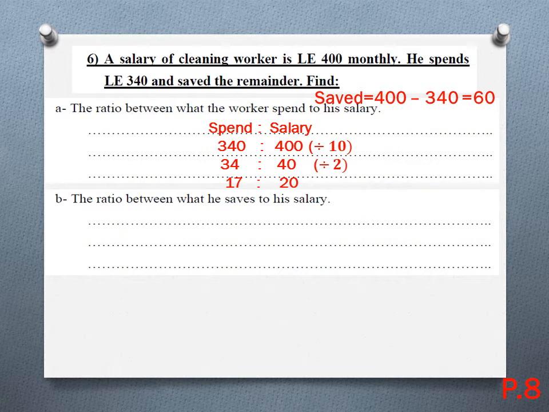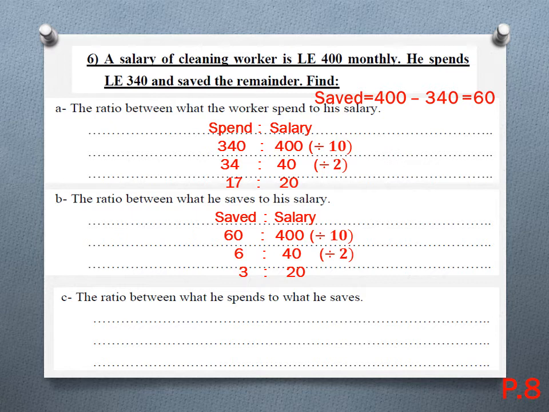I need to find the ratio between what he saved and his salary. Save to salary equals 60 to 400. Divide both of them by 10. 60 divided by 10 equals 6, and 400 divided by 10 equals 40. Both of them are even. 6 and 40 are even numbers. Divide here by 2 to get the simplest form, 3 to 20.